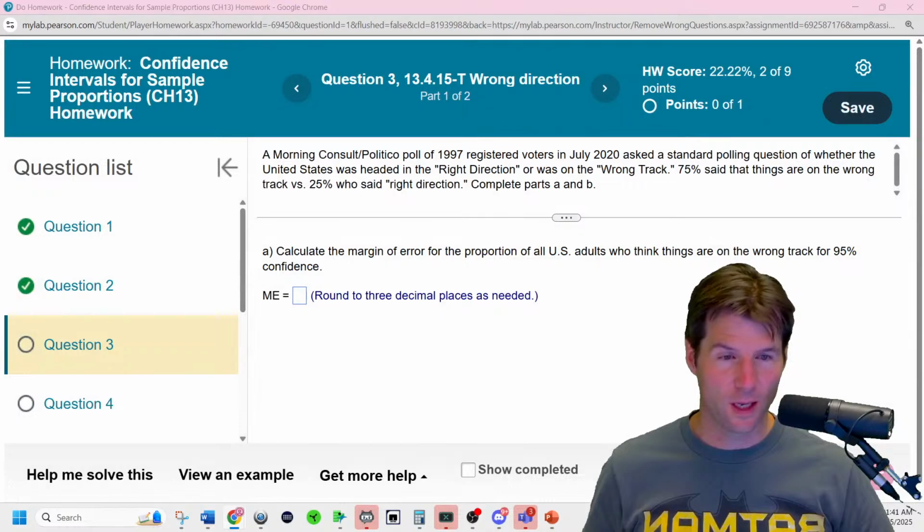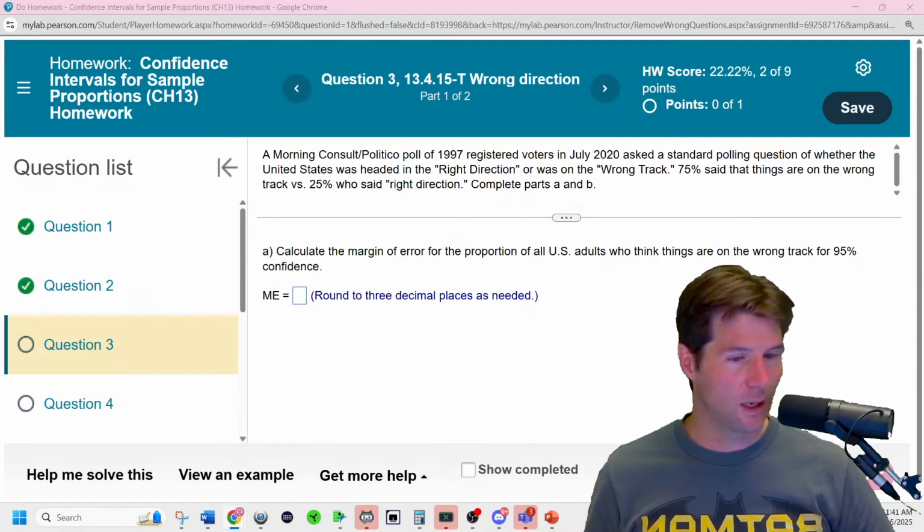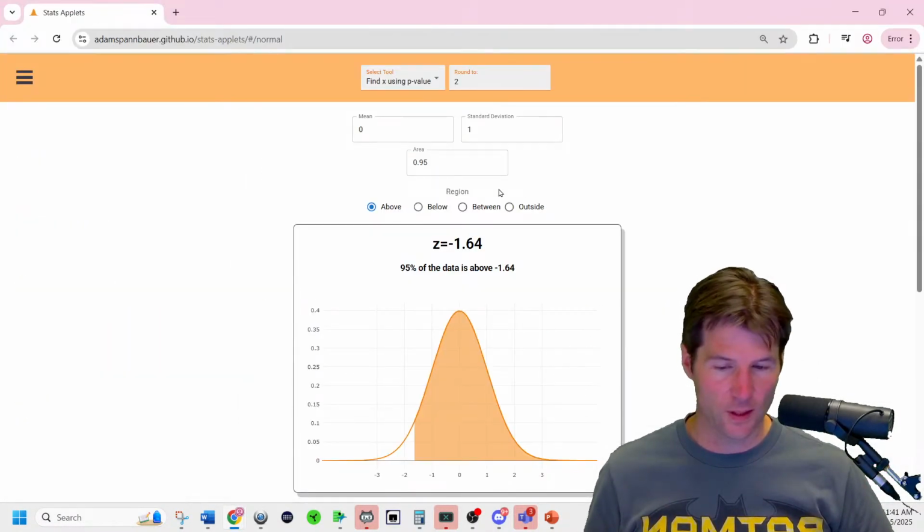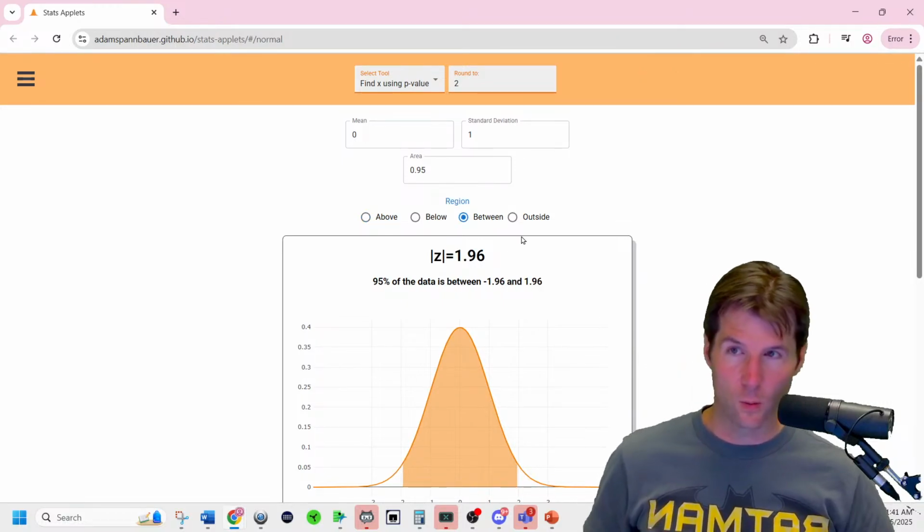MuBot's dropping the link for the apps in the chat for us. If you want to get a 95% confidence interval, the exact z-score for it, you have to go to between, and there it is, 1.96.